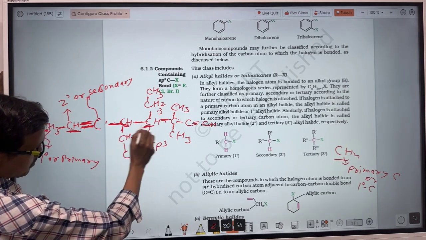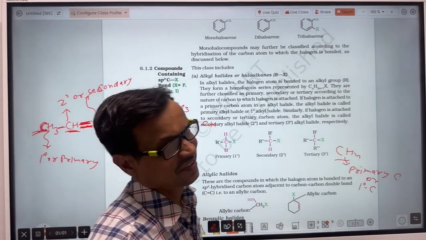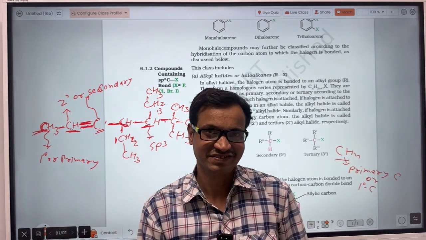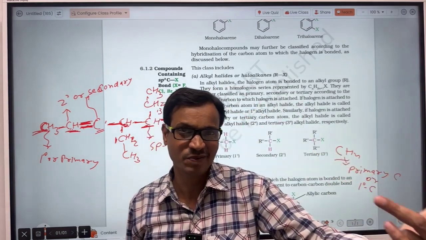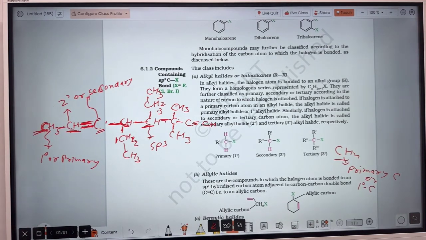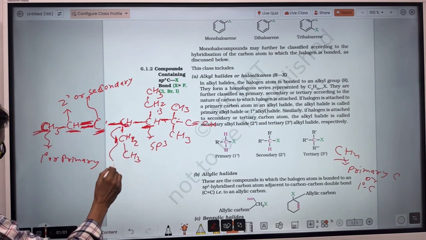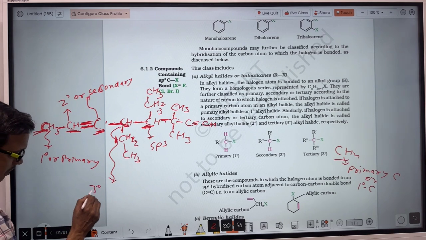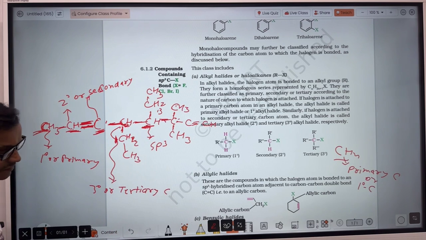This carbon is doing bond formation with this carbon and this carbon. You will have to consider only with how many carbon atoms it is doing bond formation. That means with how many carbon atoms this carbon atom is directly bonded, that you will have to consider. So here this carbon is doing bond formation with this carbon and this carbon. That means this carbon is doing bond formation with other 3 carbon atoms. So that's why it will be called 3-degree or tertiary carbon.